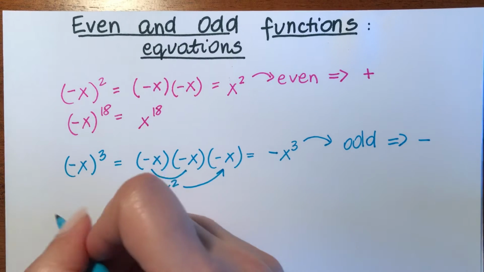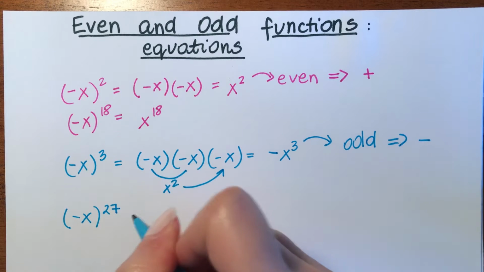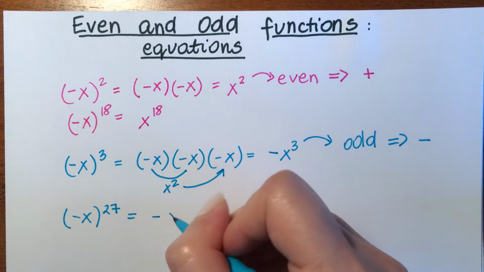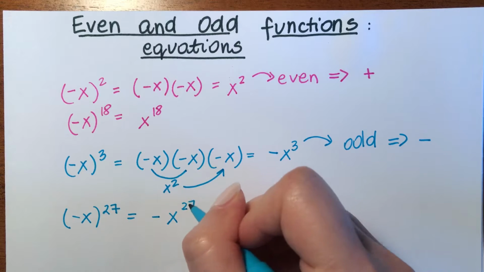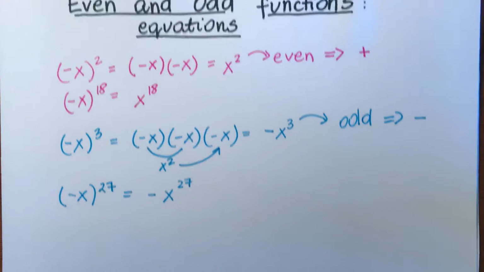So now if I want to raise negative x to the power 27, well, I just want to pay attention to the power. Power is an odd number, right? 27 is an odd number. That means I'm going to end up with negative x to the 27th. Okay, so that's a little review before we actually talk about even and odd functions. So now let's look at number 1.